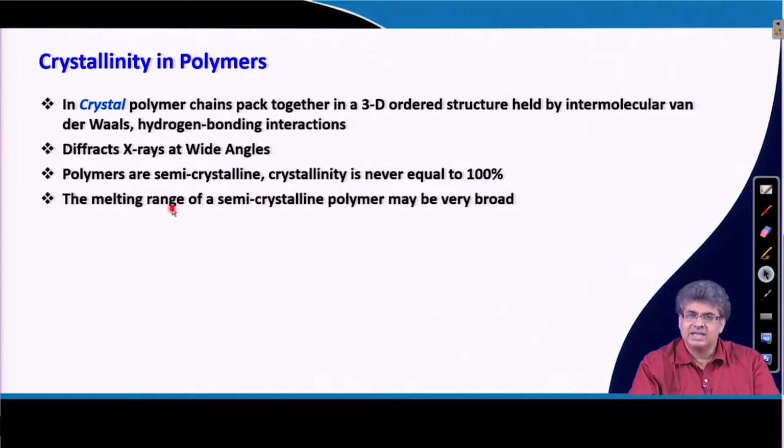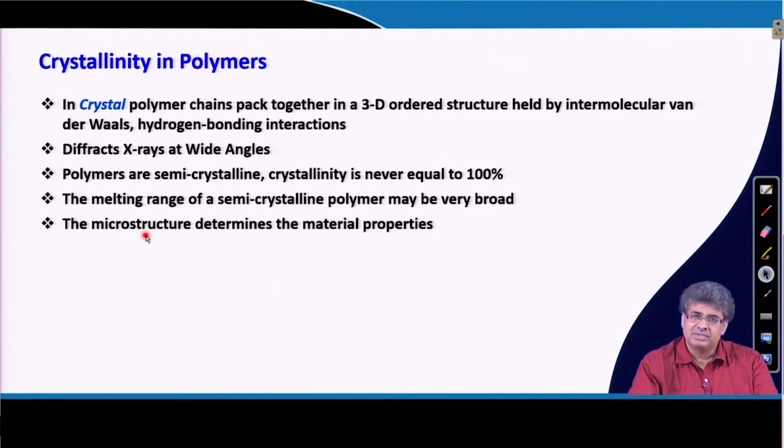And the melting range, unlike small molecules where the melting point is very sharp, in case of polymers the melting point is not very sharp; there is a melting range, and that is because of the presence of these amorphous regions between the crystalline domains. Those amorphous regions actually affect the Tg of the polymer and the Tm of the polymer, and hence the Tm is generally more broad in nature.